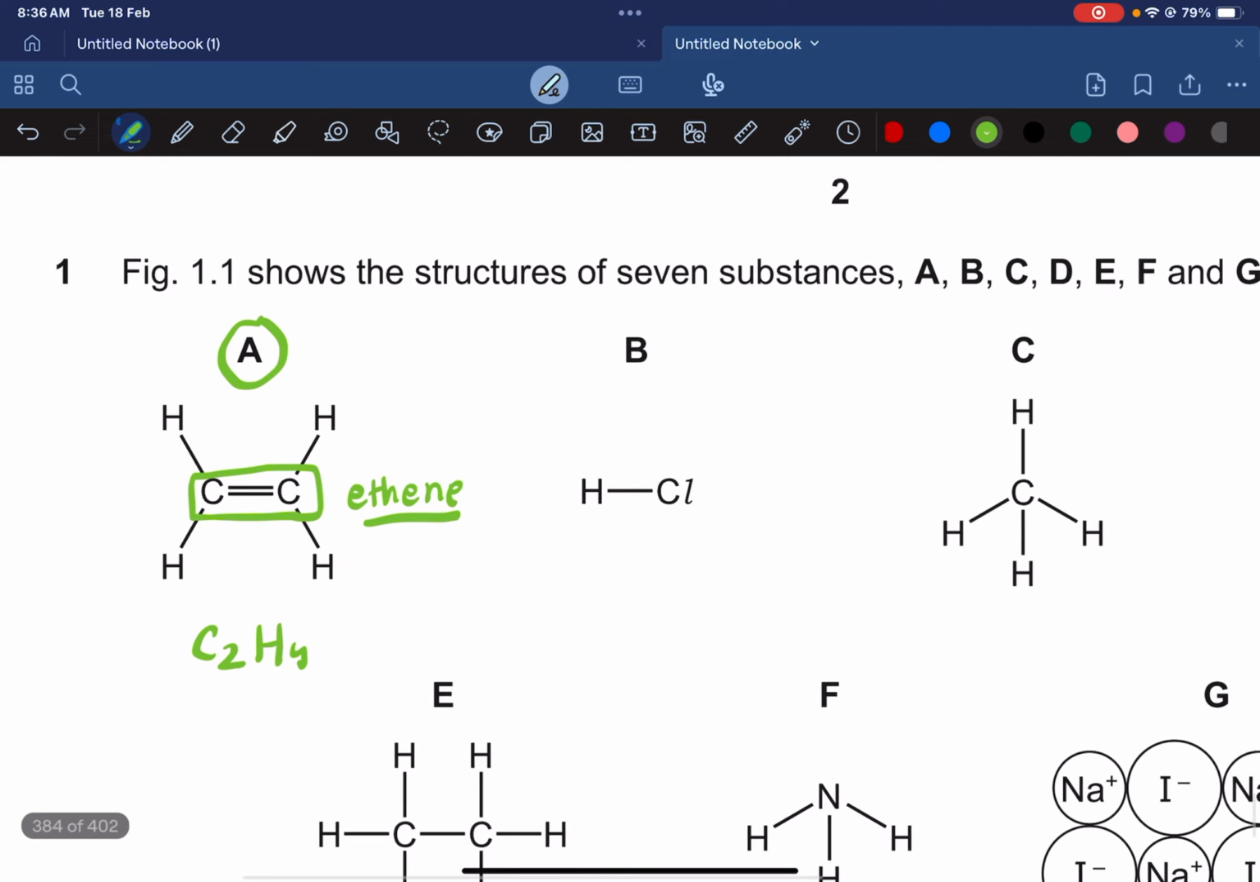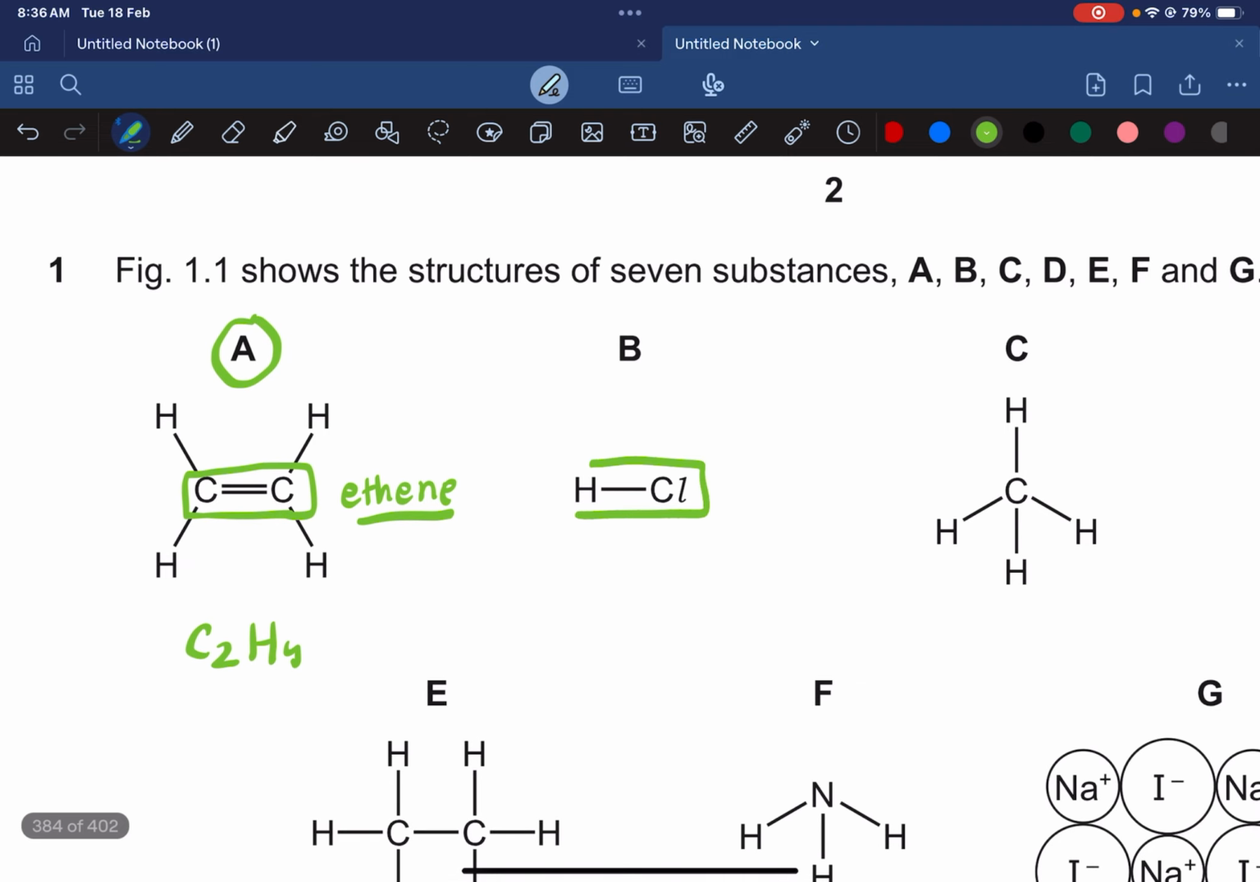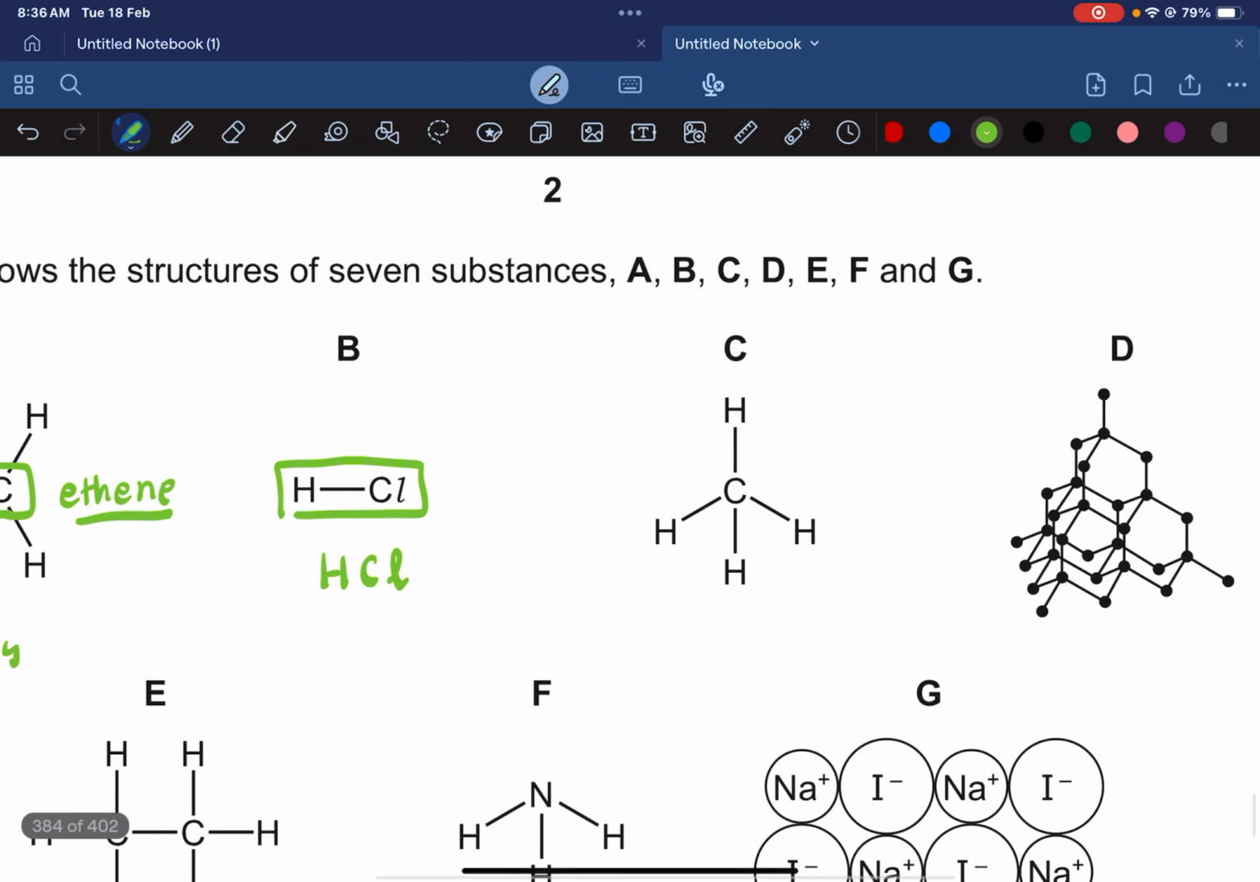So next I simply have my HCl, which is an acid. You guys must know this. Okay, next I have 1 carbon with 1, 2, 3, 4 hydrogens, so that is my CH4. CH4 is simply methane gas.